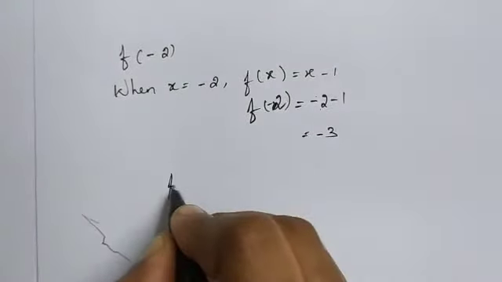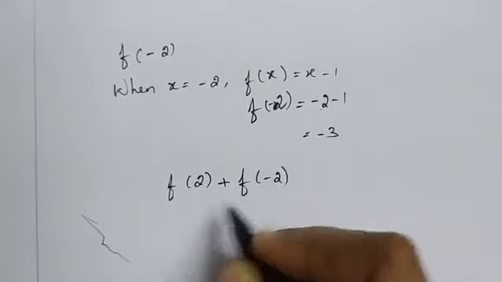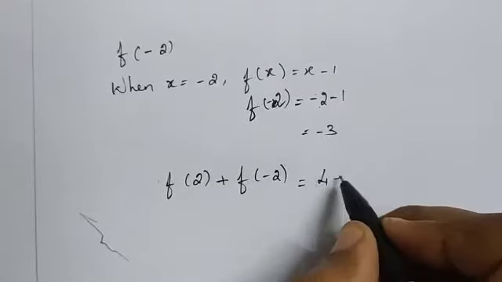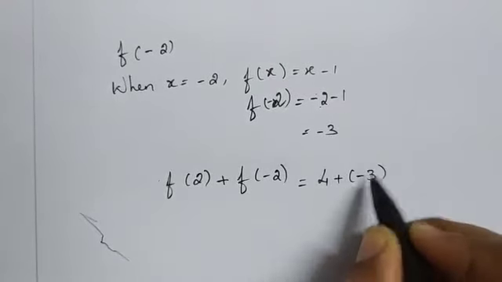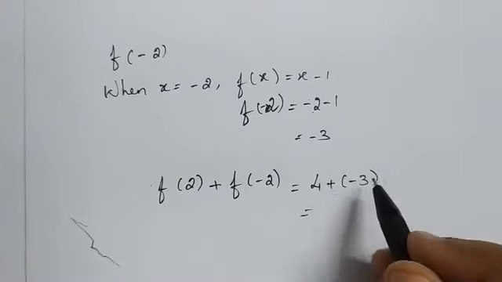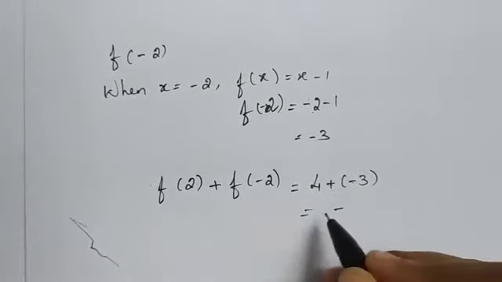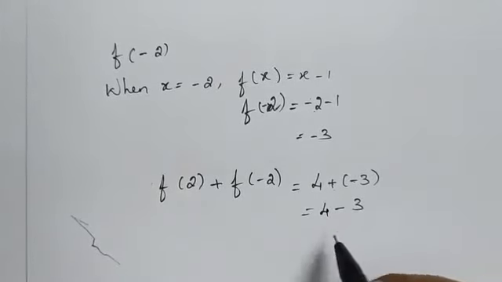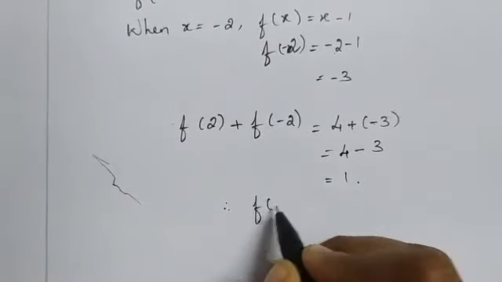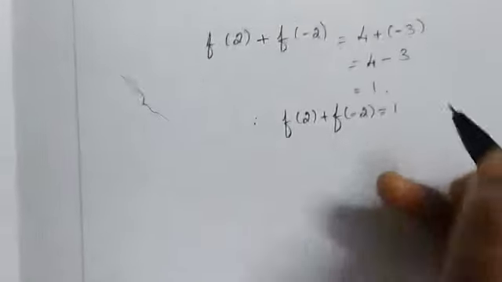Now find f of 2 plus f of minus 2. The value of f of 2 is 4. F of minus 2 is minus 3. If you have signs continuously, change them into one sign, that is plus into minus is minus. 4 minus 3 is equal to 1. Therefore, f of 2 plus f of minus 2 is equal to 1.